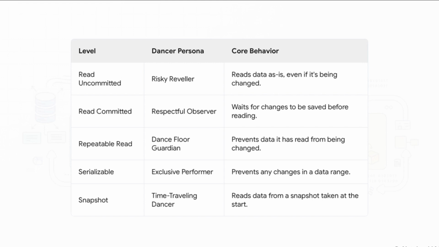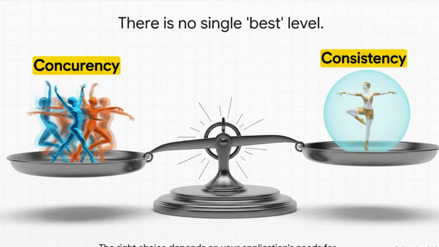As you move down the table to the observer, the guardian, and the performer, you gain more and more consistency, but you also introduce more locks, which can slow everyone else down. And then off to the side, you have the time traveler, giving you that high consistency with a totally different method. So if you take one thing away from all this, let it be this.